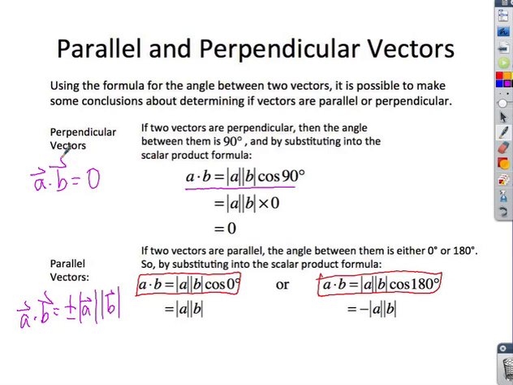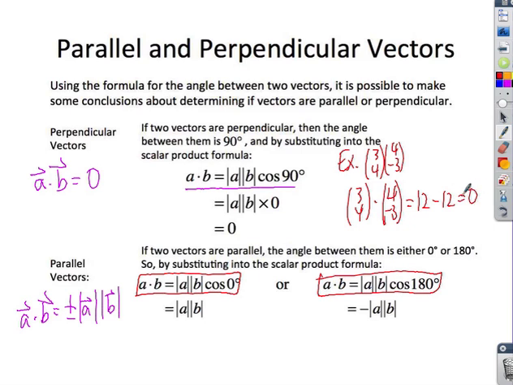Again, just some quick examples if you want in here. I'll just show one example. If we had the vectors 3, 4, and 4, -3, for example, we can take their dot product. So the dot product would be 3, 4 times 4, -3. And we'd get 12 minus 12 for an answer of 0.